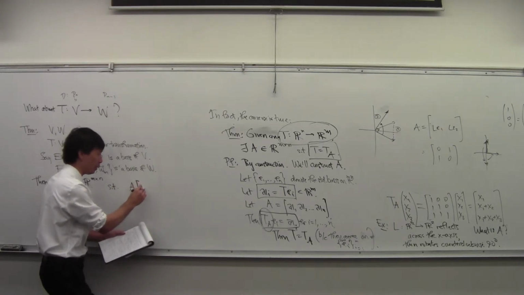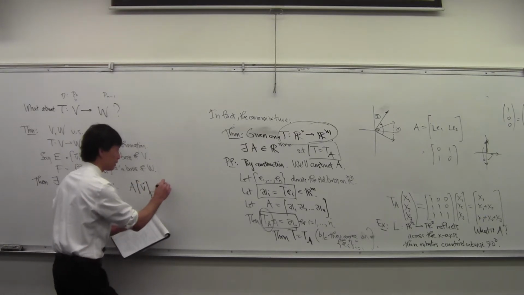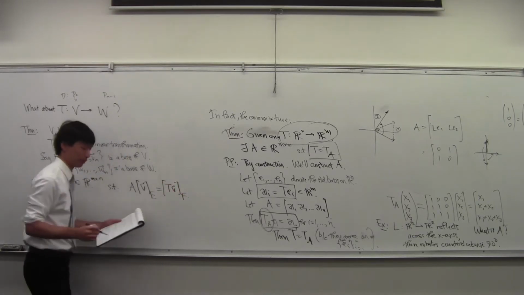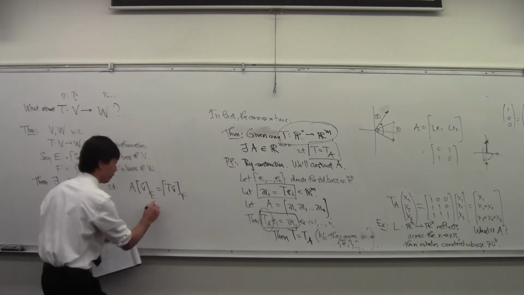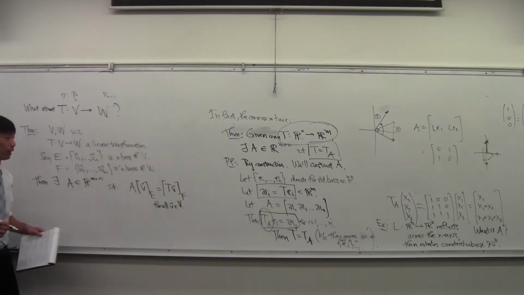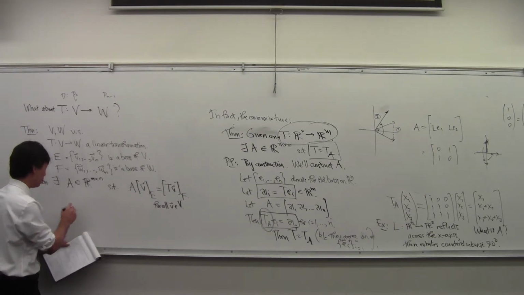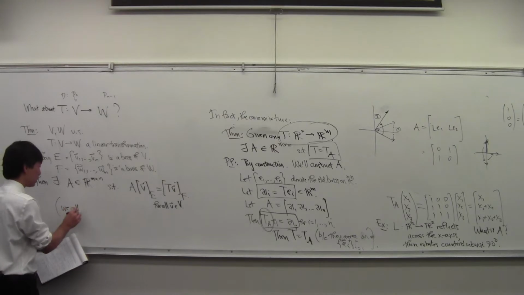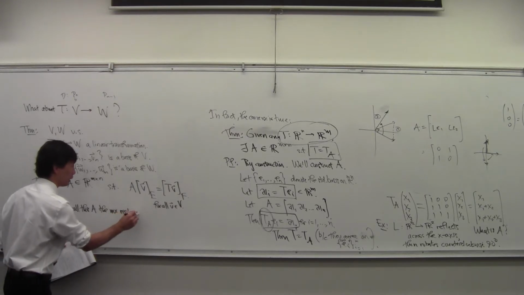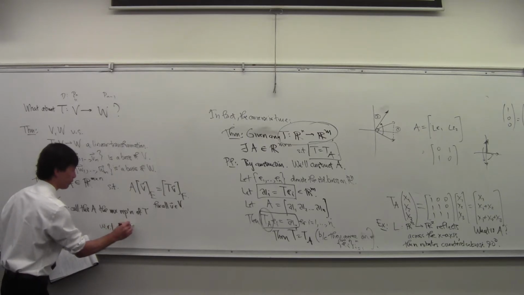A times the coordinate vector of v with respect to the E basis is the coordinate vector of Tv with respect to the F basis, for all v in V. Just write it down. It may not make any sense right now, but just write it down. And we call this the matrix representation of T with respect to E and F.